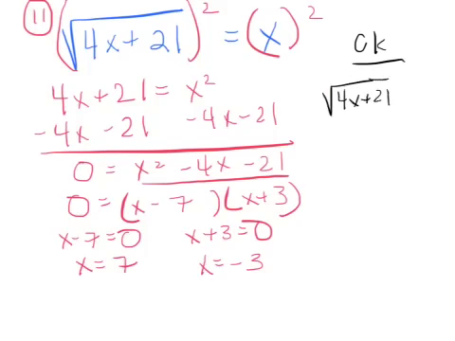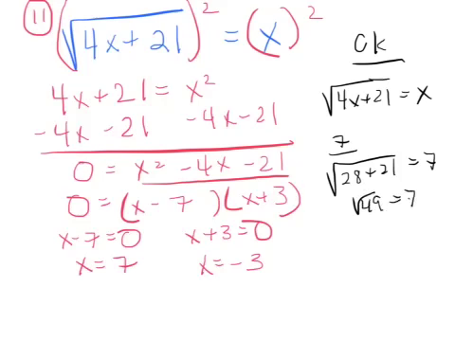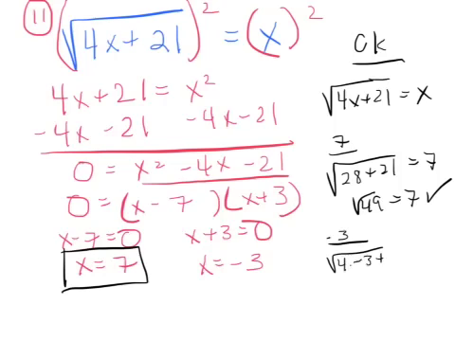Square root of 4x plus 21 equals x. So for 7, it's going to give me the square root of 4 times 7 is 28 plus 21 equals 7. Square root of 49 equals 7. Well, that's true. So x equals 7 is definitely a solution. For negative 3, I'm going to get 4 times negative 3 plus 21, square root of that, equals negative 3. And I know this will not be a solution because since we're talking about the principal square root, we can't have negative answers here. So the only solution is x equals 7.